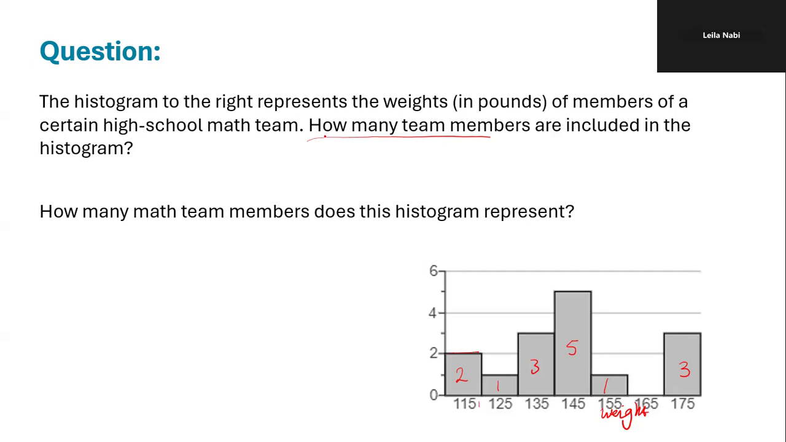Now, when it is asking you how many team members, that means add the frequencies. If I add all the frequencies of the bars, I have 2 plus 1 plus 3 plus 5 plus 1 plus 3, which is equal to 15. There are 15 members in this histogram.